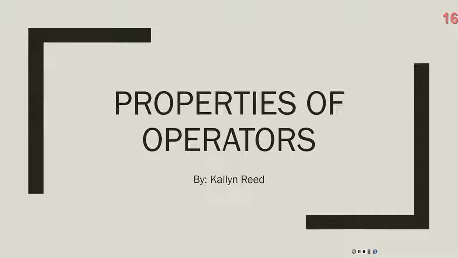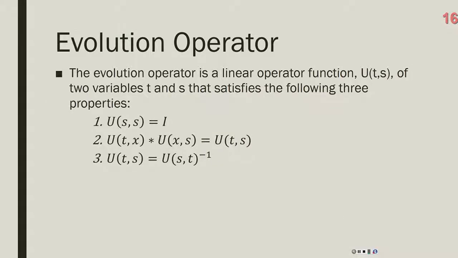Okay, I'm going to be continuing what Bill was talking about. The evolution operator is a linear operator function, symbolized by U with subscript t, s, which is what I used for this presentation, of two variables t and s that satisfies the three following properties, which will be explained in the later slides.